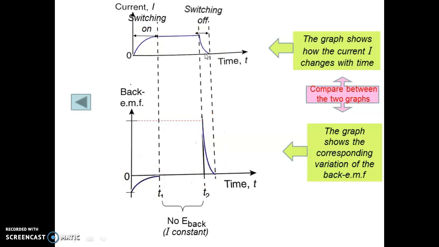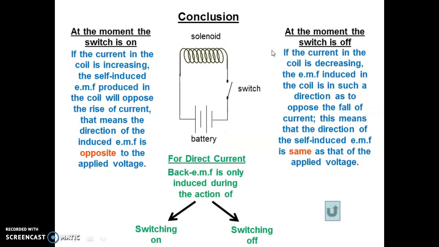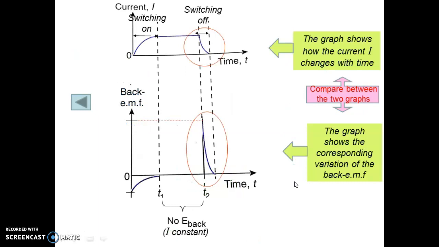When the switch is off, the graph of back EMF against time is plotted on the positive side, same as I against t. Why? Because at the moment the switch is off, the current in the coil is decreasing, and the EMF induced in the coil is in such a direction as to oppose the fall of current. This means that the direction of the self-induced EMF is the same as that of the applied voltage. So therefore they are the same in direction, so the back EMF against time graph is plotted on the positive side.